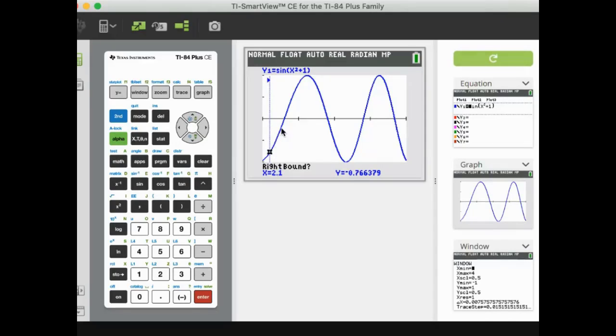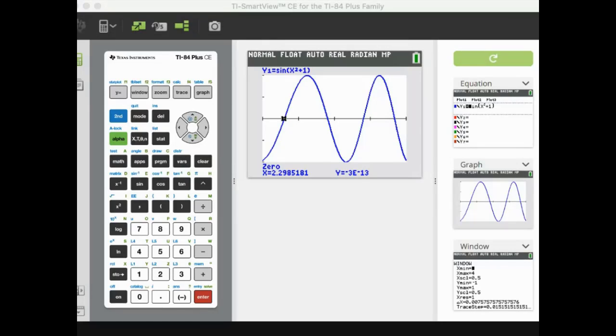And then I have to pick a point to the right of this 0. Since I know that this is 2.5, I say 2.5, and that's going to give me my right endpoint. It says guess. I'm just going to press enter. It's not really a guess. And so my x value is 2.298. That's going to be my first x value where I have a minimum, and I know it's a minimum because my derivative is changing from negative to positive.